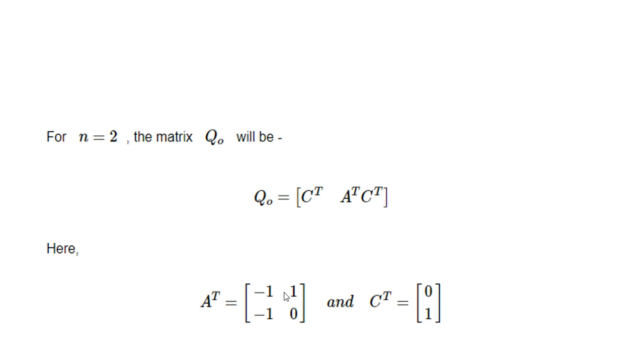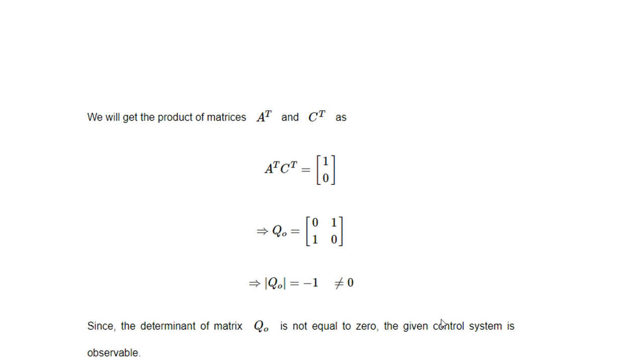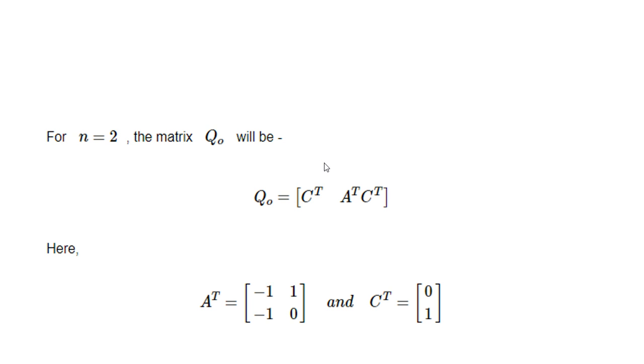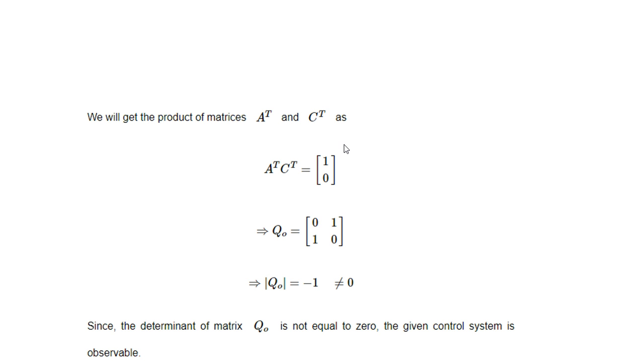This first row is multiplied with this column, and then for the second term, this second row is multiplied with this column. So let us multiply this. Minus 1 into 0 will be 0, then 1 into 1. Since it is added, it will be 1. Again, I am repeating: minus 1 into 0 will be 0, plus 1 into 1, so here it will be 1.